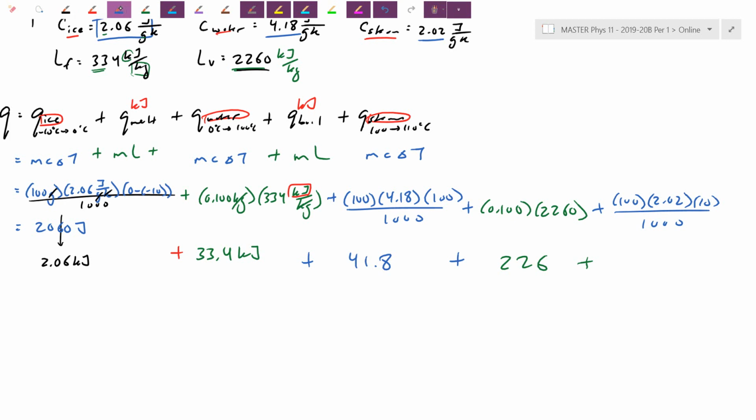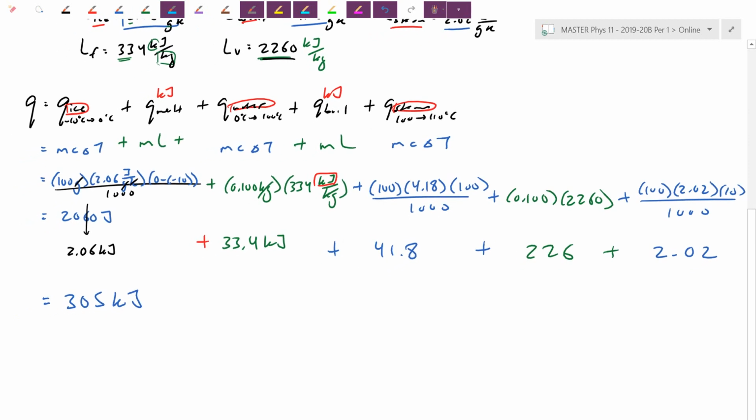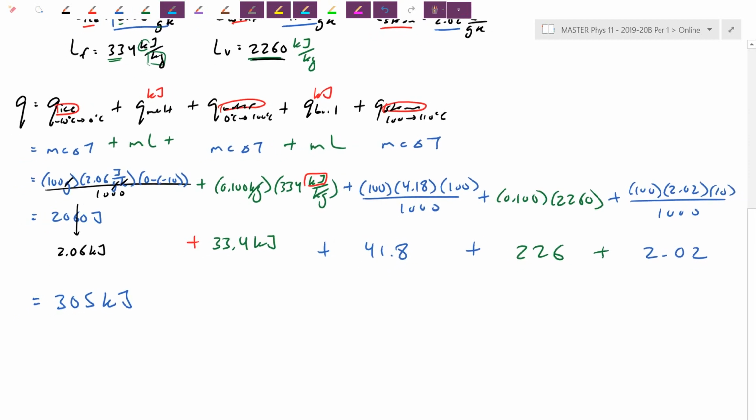So now that they're all in the same unit, I can put them all together and find the total heat transfer: 2.06, add 33.4, add 41.8, add 226, add 2.02, and this gives me 305.28. I'm just going to round it to 305 kilojoules for all this to happen. And I wanted to show you, you can't just go mc delta T straight from ice to steam.